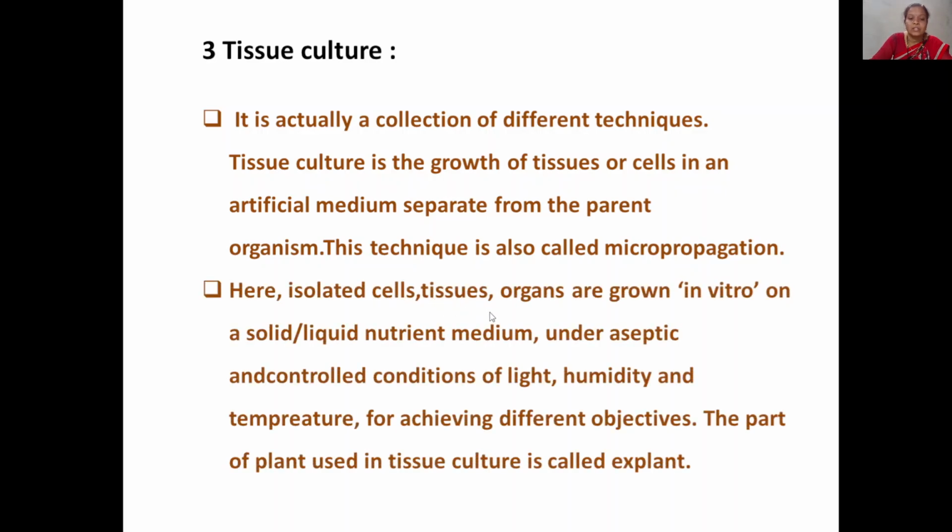Tissue culture is a technique of plant biotechnology in which isolated cells, tissues, and organs are grown in vitro on a solid or liquid nutrient medium under aseptic and controlled conditions of light, humidity, and temperature for achieving different objectives. The part of a plant used in tissue culture is called explant.